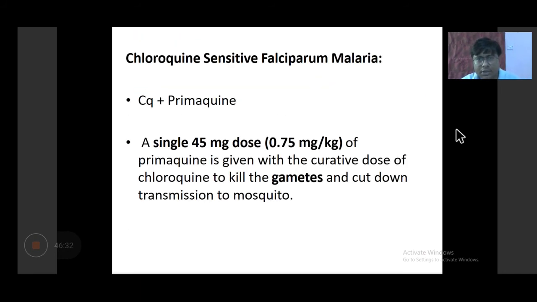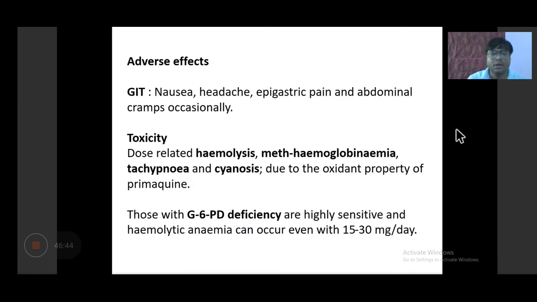So if there is chloroquine sensitive falciparum malaria, we always give a chloroquine-primaquine combination, where primaquine is given in a single dose of 45 mg to prevent the transmission of malaria to the mosquito. Adverse effects of primaquine: GIT toxicity, as I told you, with all the antimalarial agents. Apart from that, dose-related hemolysis, methemoglobinemia, tachypnea, and cyanosis are very important due to the oxidant property of primaquine.